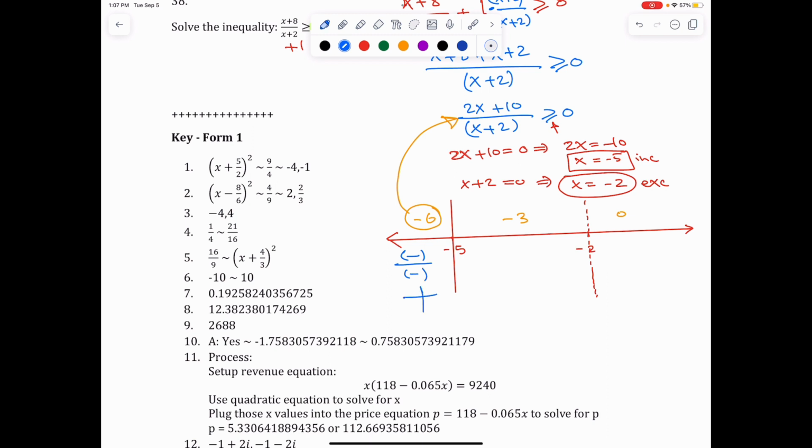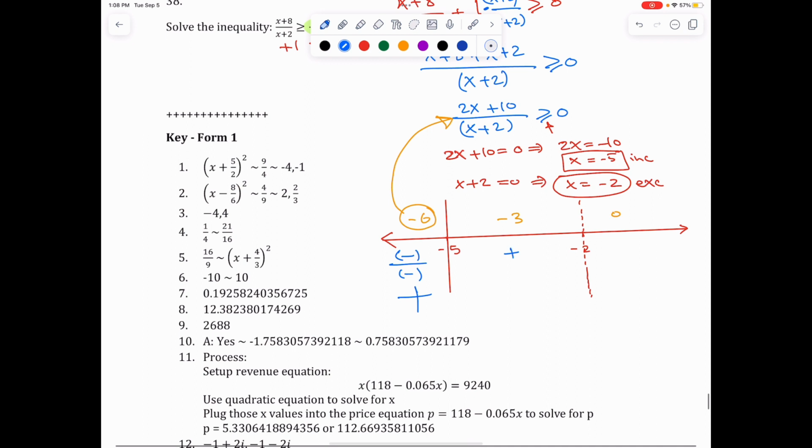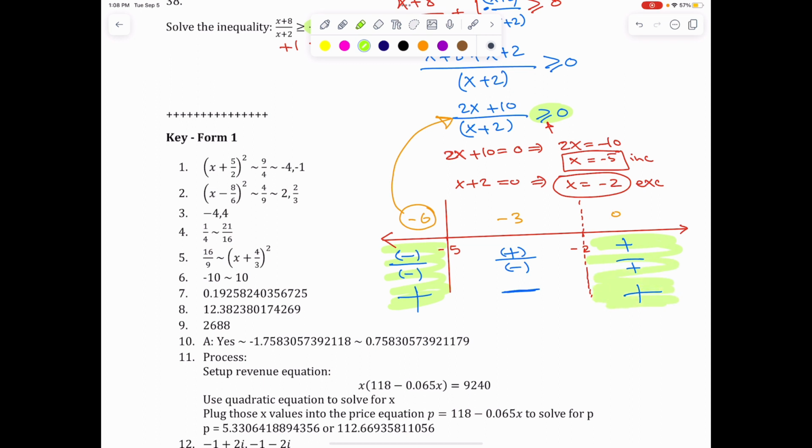And now negative 3 gives us negative 6 plus 10, positive, over negative, which is going to give me a negative interval. And then the 0 is going to produce positive over positive, which is a positive interval. This expression must be greater than or equal to 0, so the intervals that work are these two intervals.